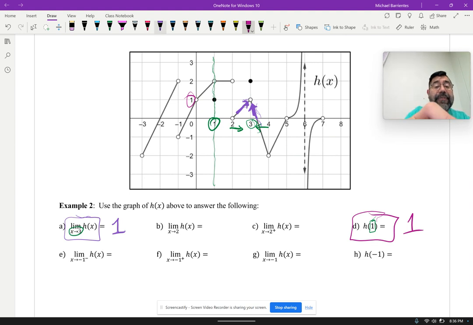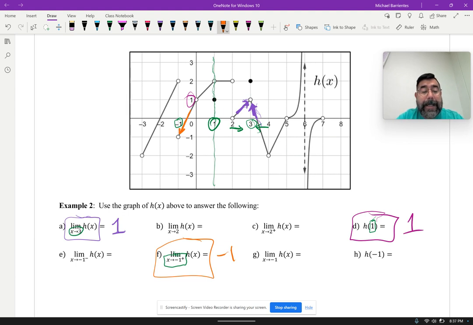Let's do letter F. Let's do orange. Letter F. Find the limit of h of x as x approaches negative 1 from the right. X approaches negative 1 from the right. So here's negative 1, but I'm coming from the right. And if I come from the right, that means I'm going left from the right. Then I can see that my y value that the graph is approaching is negative 1. That's it.